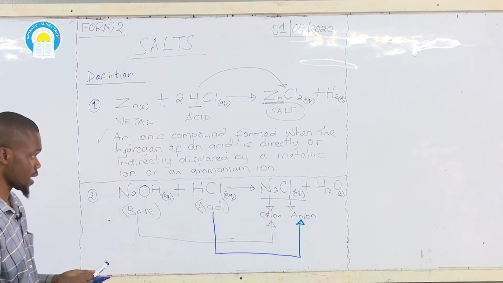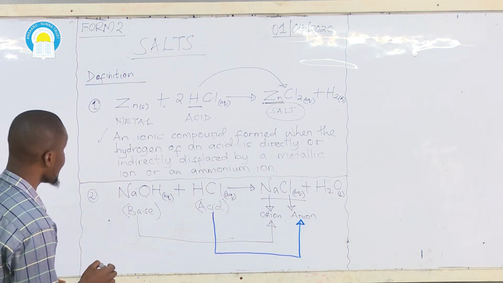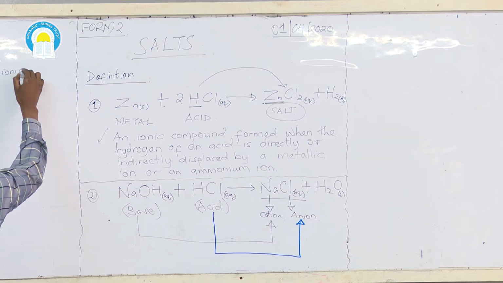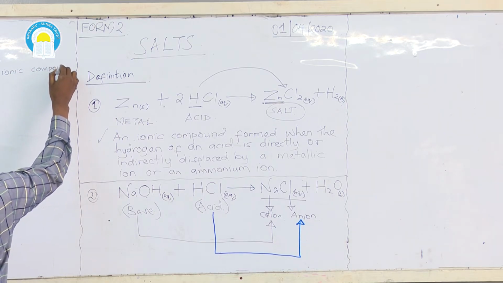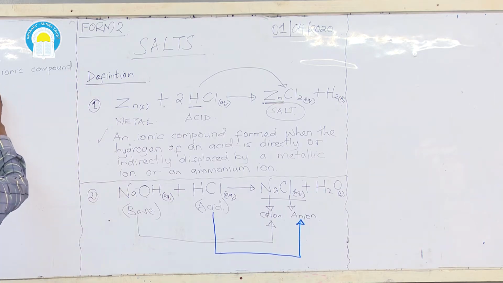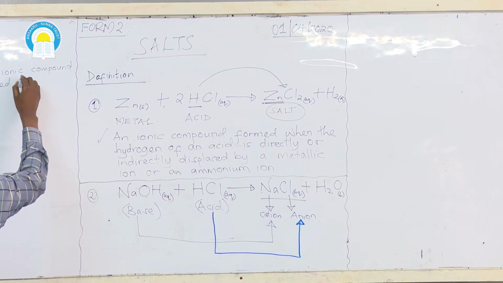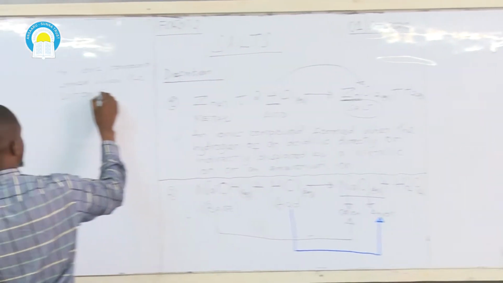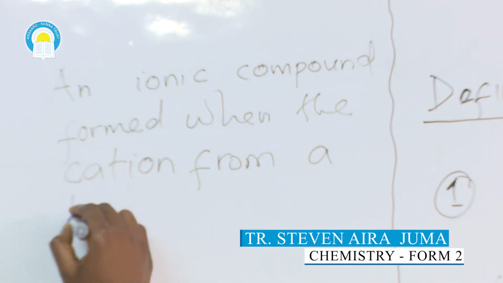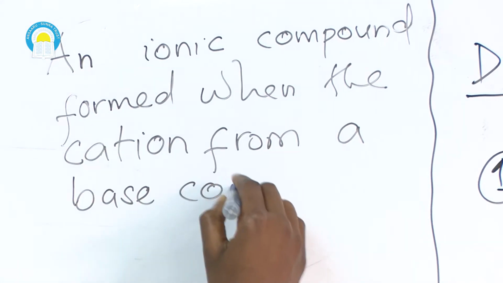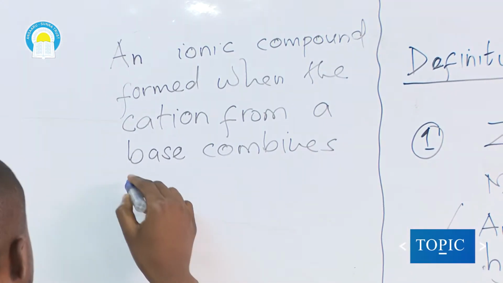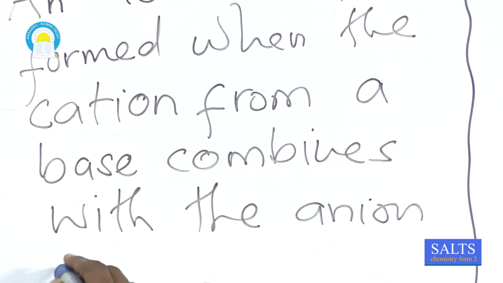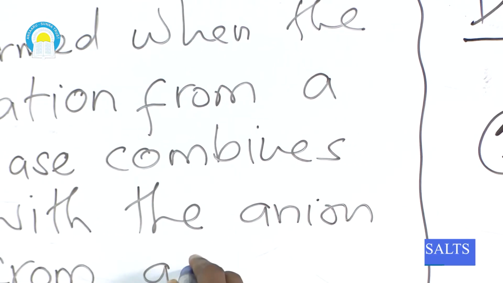So from this equation, we can conclude that a salt is an ionic compound formed when the cation from a base combines with the anion from an acid.